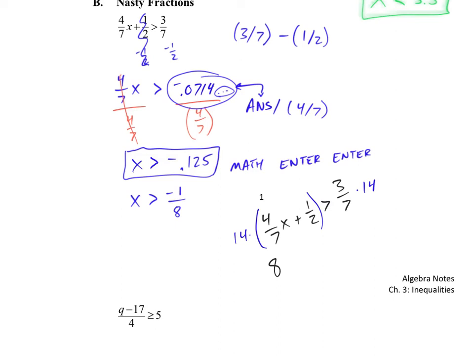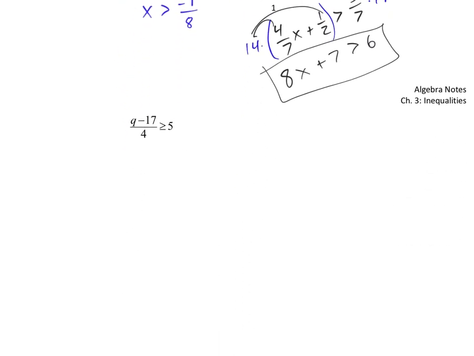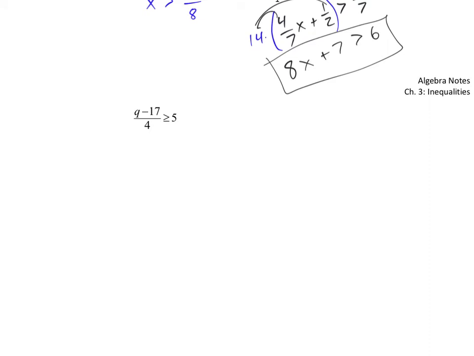So let me get rid of that. So I have 8 x's. Then 14 times 1/2. So I'm doing distributive. Gives me a plus 7 is greater than 14 times 3 is going to be 42. Divided by 7 is 6. And now I could go through and solve this thing here, and I get that exact same answer. And so it's really kind of up to you. If you do that, you're rid of all the fractions a whole lot easier, a whole lot faster.